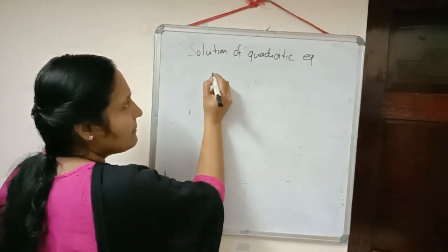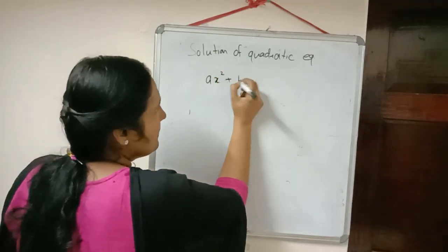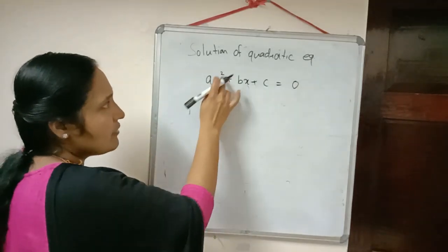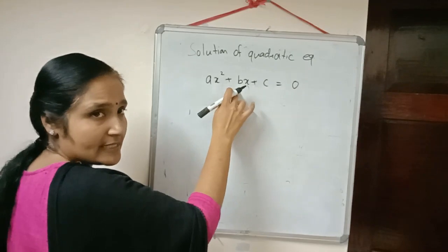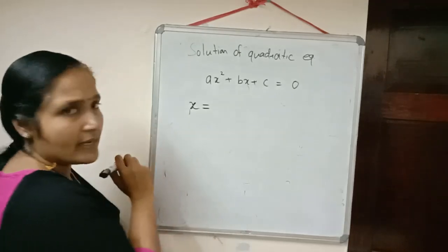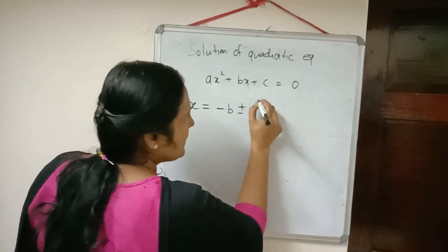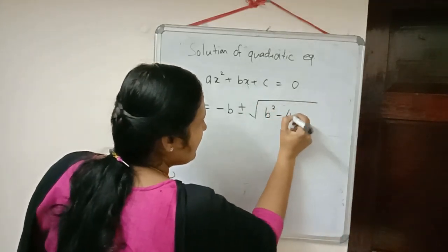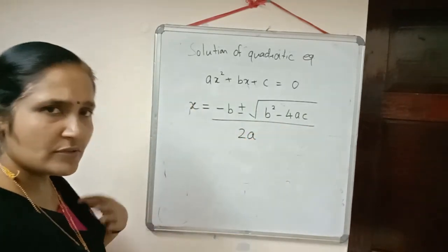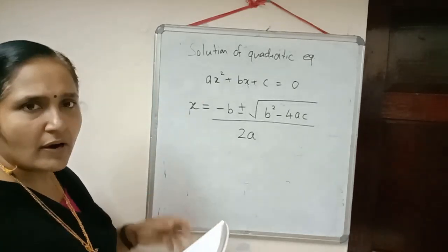The normal form of a quadratic equation is ax square plus bx plus c is equal to 0. The coefficient of x square is a, the coefficient of x is b, and the constant term is c. Normally we find the solution by the quadratic formula: x is equal to minus b plus or minus square root of b square minus 4ac, divided by 2a. This is the concept we are going to use to find the solution. We are going to find the solution by the quadratic formula only.